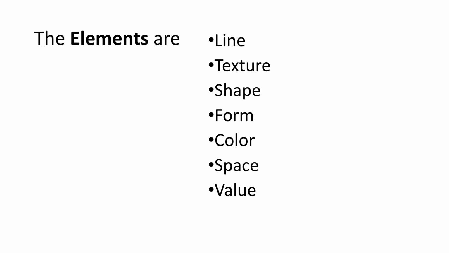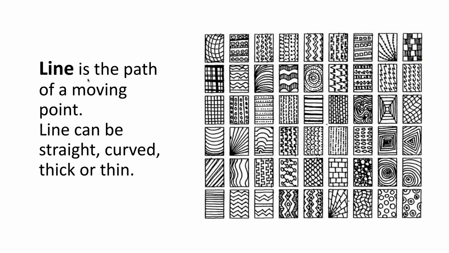We're going to look at examples of those, and then we're going to see how they work together with the principles. So line is the path of a moving point, okay? It starts somewhere and then it ends up somewhere else. It can be straight, it can be curved, it can be thick or thin. If you look at all these little examples, they'll show you some ways that line can be used to create some kind of visual.